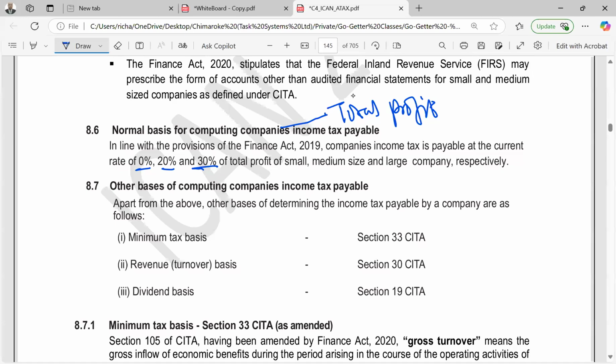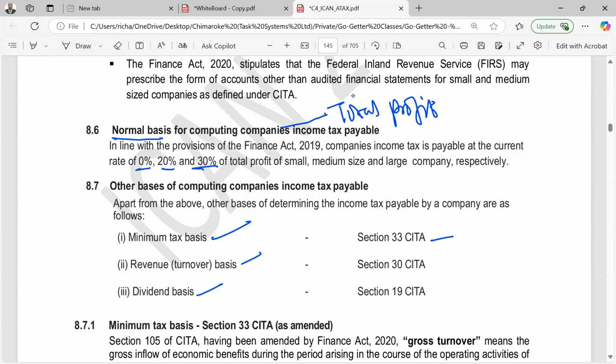But now there are some other abnormal bases for computing income tax. Now we said normal basis is from total profit. Other bases, I call them abnormal, is from minimum tax basis, which we see in section 33 of CITA. Then there's what they call revenue turnover basis. Then we have dividend basis. Now let's briefly look at these bases.